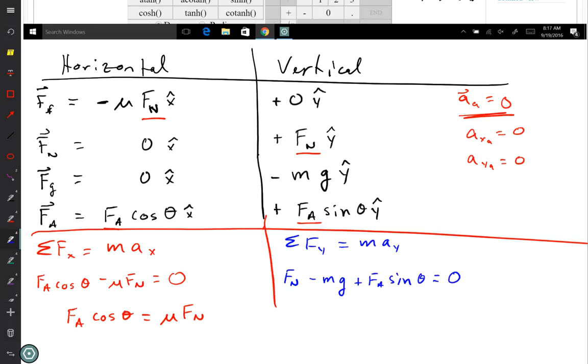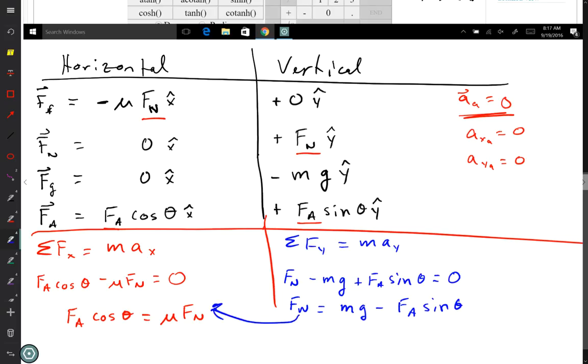Which force am I eliminating? Normal. I had two unknowns, the force normal and the force A. You can't tell that was underlined anymore because I drew a line on top of it. And so I want to eliminate force normal so I can find what force A is. So I'm just going to take this and solve it to say force normal is equal to mg minus force A sine theta, and then put that in there.